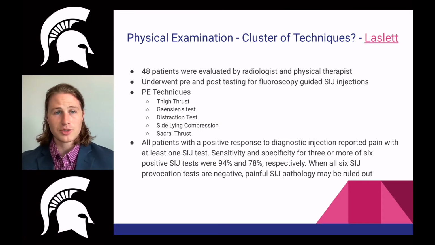Laslett also completed a study that had 48 patients, and they had similar results as Vanderwerf and included that there was a sensitivity and specificity for 3 or more of the tests being positive of 94% and 78%. They also stated that if all 6 tests were negative, that painful SI joint pathology could likely be ruled out.